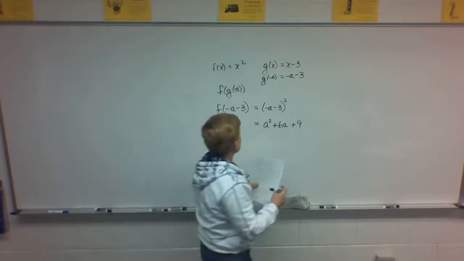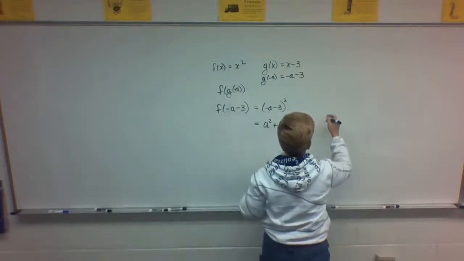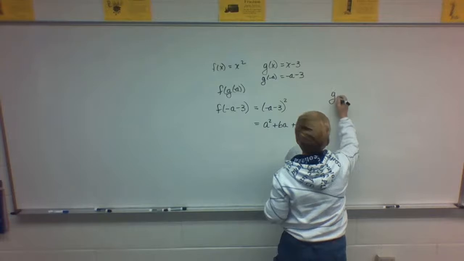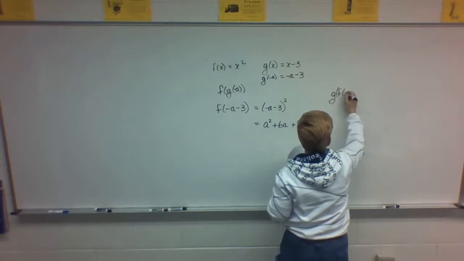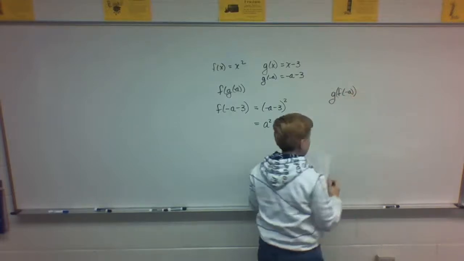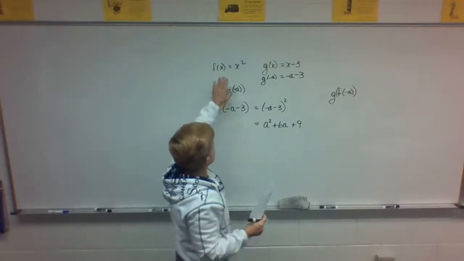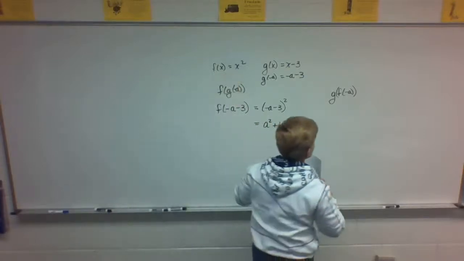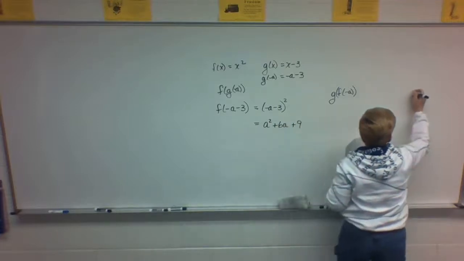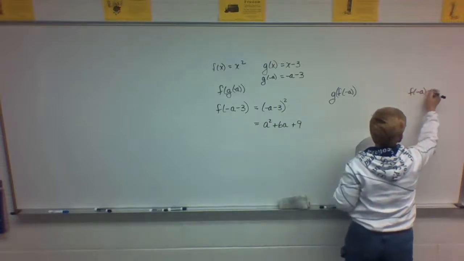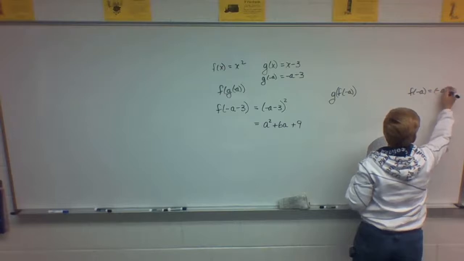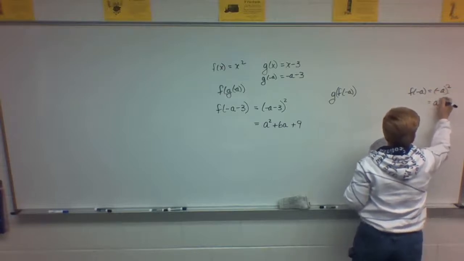One more, let's do it backwards. Instead of F of G of negative A, let's do G of F of negative A. See what happens. So I go to F of negative A first. I go up here first, and I do it right over here. F of negative A is going to be negative A squared, which is A squared.